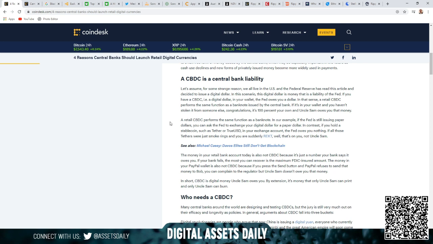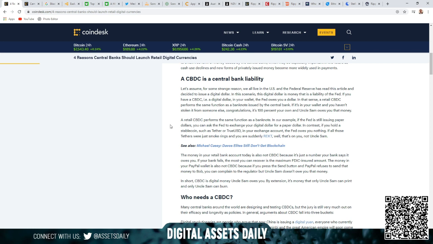In that sense, a retail CBDC performs the same function as a banknote issued by the central bank. If it's in your wallet and you haven't stolen it from someone else, congratulations. It's 100% your own, and Uncle Sam owes you that money. And if you're familiar right now with the hot discussion on the news, is a new digital dollar. A retail CBDC performs the same function as a banknote. In our example, if the Fed is still issuing paper dollars, you can ask the Fed to exchange your digital dollar for a paper dollar.